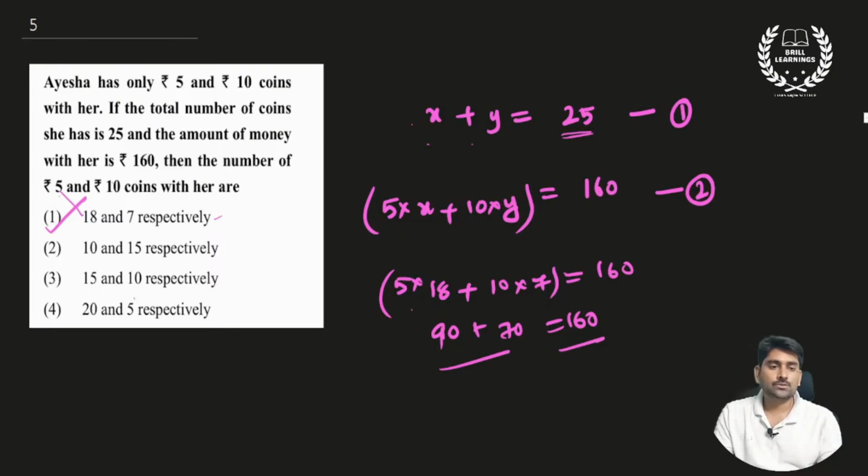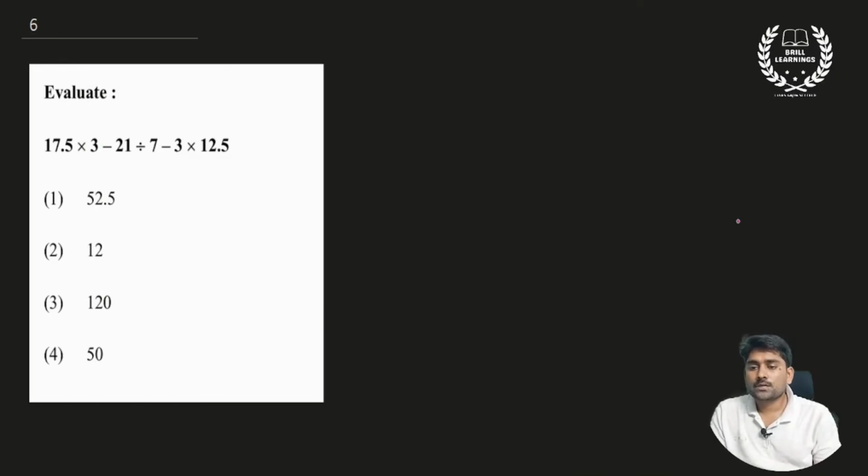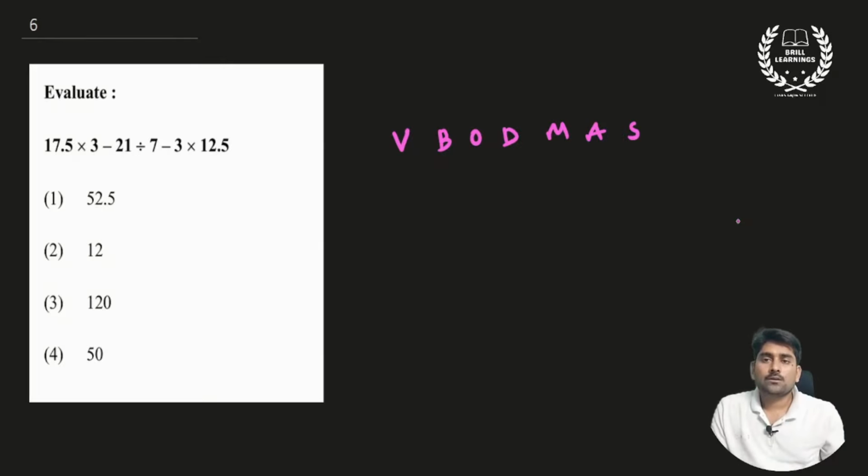Let's move on to the next question. For evaluating this kind of expressions, you need to remember VBODMAS. VBODMAS, what is this? This is our order of mathematical operations. V stands for vinculum or bar. B stands for bracket. O stands for of. D stands for division. M stands for multiplication. A stands for addition. And S stands for subtraction.